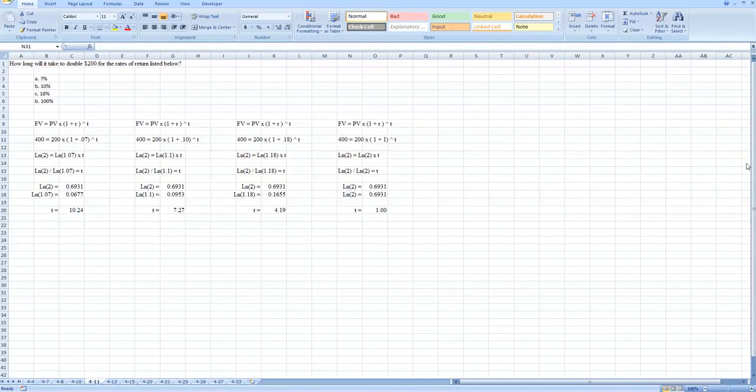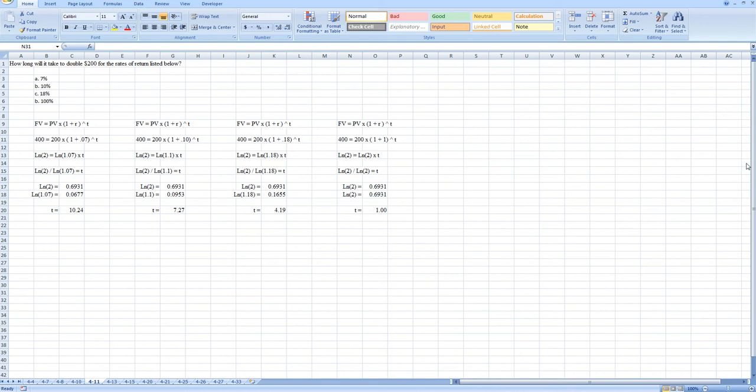411 is asking how long it will take to double your money, in this case $200, for the rates of return listed below. The major thing to identify about this question is it's just asking you how long it takes to double. Whether the amount is 100, 200, a million, it really doesn't matter. What we're more interested in here is the doubling time.